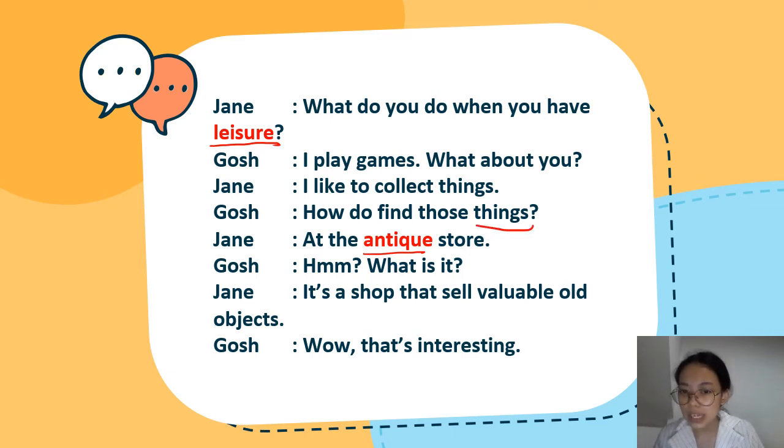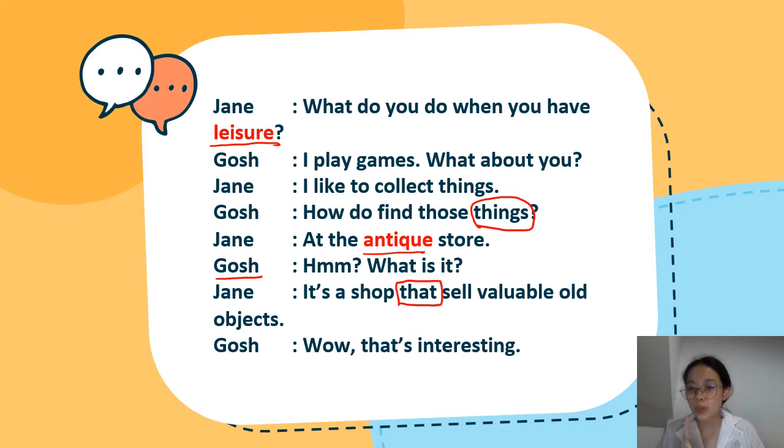So at least we get some context that, okay, at the antique store there are things, but we don't know what kind of things. So let's read more. What is it? Oh, good, got it. So it would be easier to find. It's a shop that. Oh, can you remember this word?